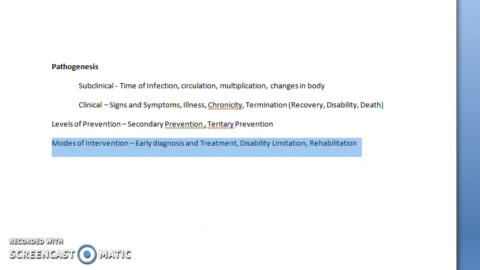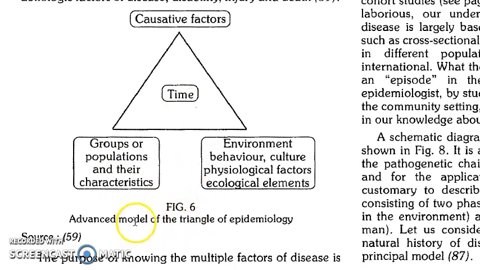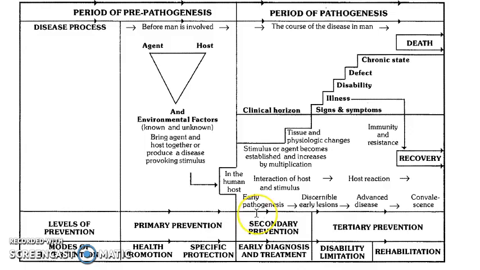You will have to draw a diagram. Basically, this is the advanced model of the triangle of epidemiology. Causative factors, groups of population and their characteristics, environmental behavior, culture, physiological factors, ecological elements. You can refer to Park for this. There is a diagram like this which shows the pre-pathogenic phase and the pathogenic phase. Here you can see the epidemiological triad. Here you can see the subclinical, and here's the clinical horizon, and the levels of prevention and modes of intervention.